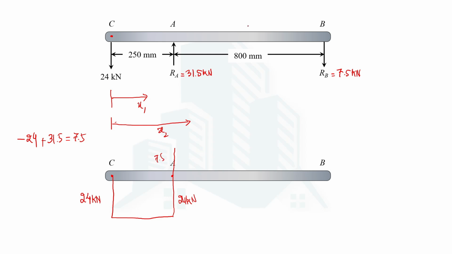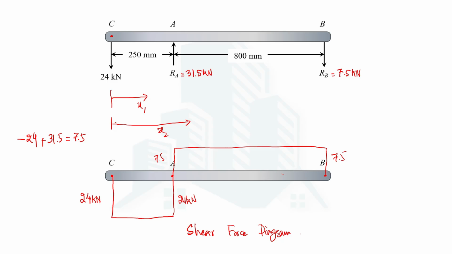And as you can see, between A and B there is no force, so the shear force between these two points will remain the same. But as soon as we reach point B, there is a force of 7.5 kilonewton at RB. So we will move downward by a magnitude of 7.5 kilonewton. Therefore we come back to the point where we started in terms of the x-axis. So this will also be 7.5. This is actually the shear force diagram. Now we have completed the shear force diagram for the shaft.